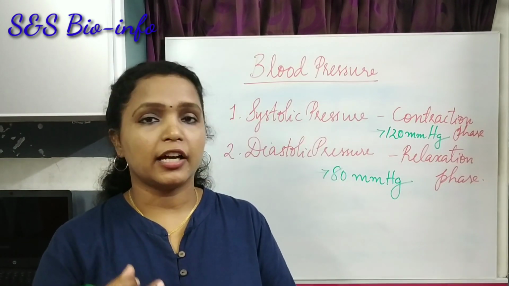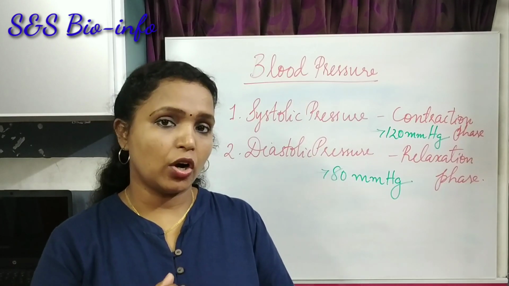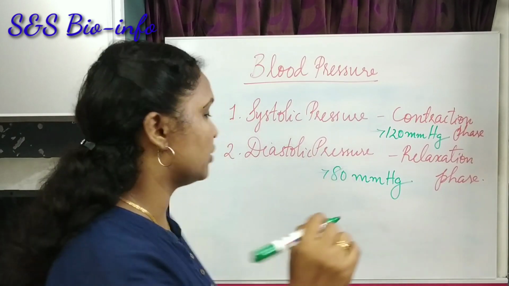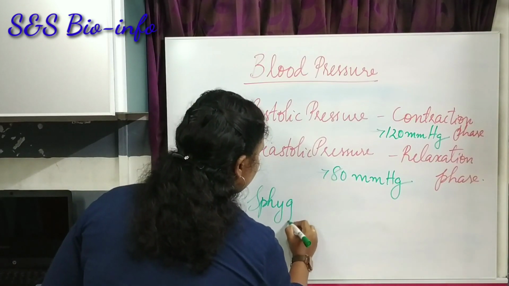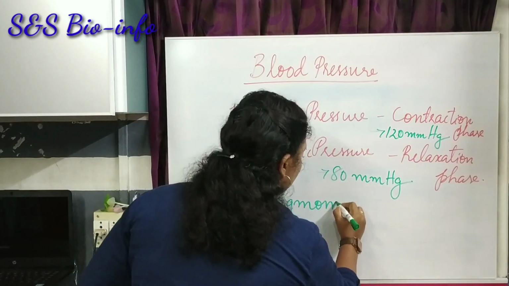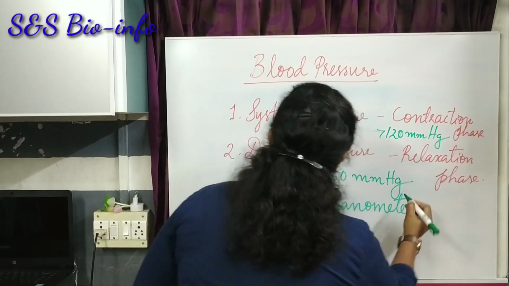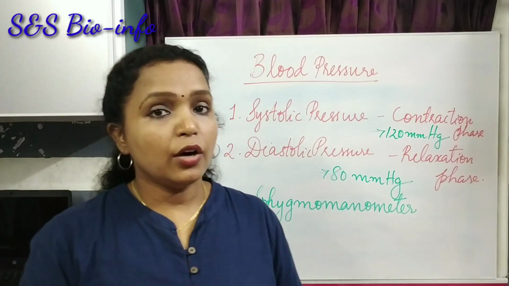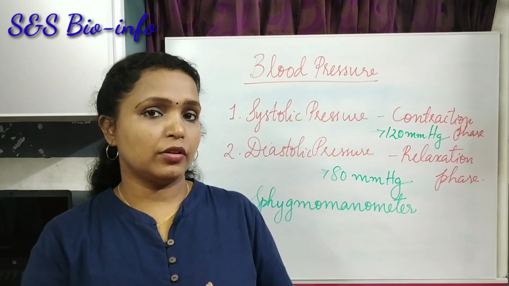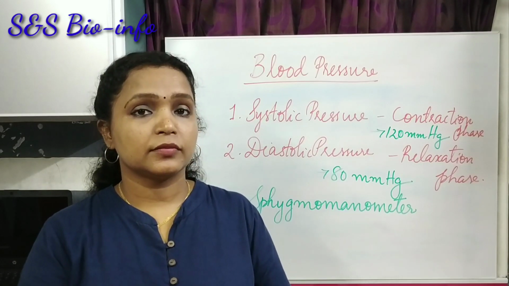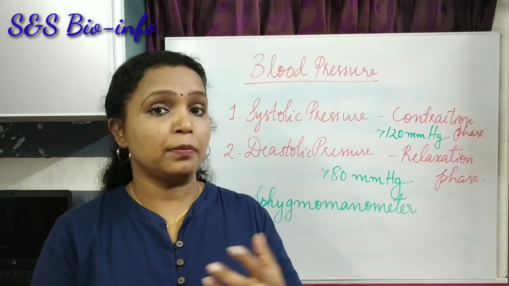Human blood pressure can be measured by using a specific instrument called a sphygmomanometer. Now you can see the images of both the sphygmomanometer and a stethoscope. Both are required for measuring the blood pressure of a person.